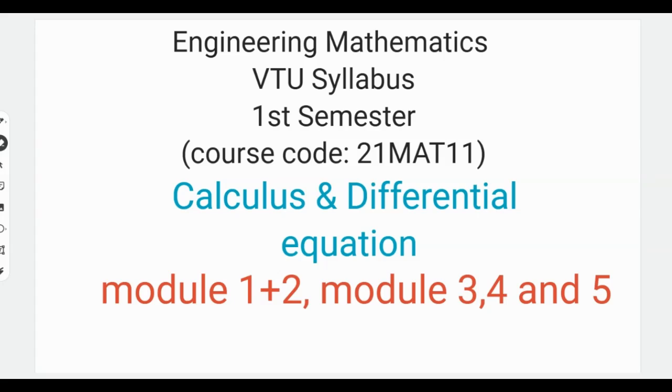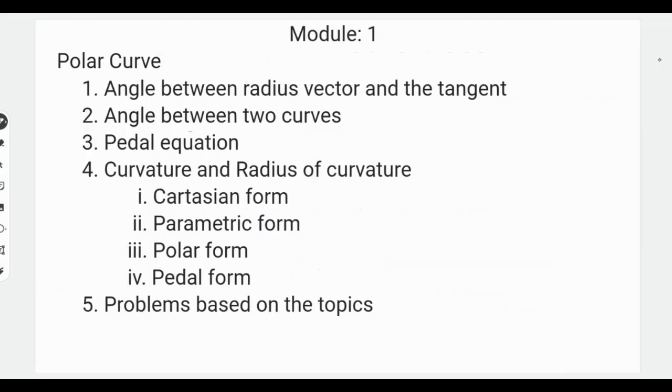Today I am going to start with the topic of engineering mathematics, VTU syllabus, first semester BE syllabus. Course code is 21 Math 11. It contains calculus and differential equations. Totally we have 5 modules, in which the first and second modules are based on calculus, and the third, fourth and fifth are on differential equations. So we'll be learning 5 modules in the first semester. One by one I'll be explaining the modules in my video.